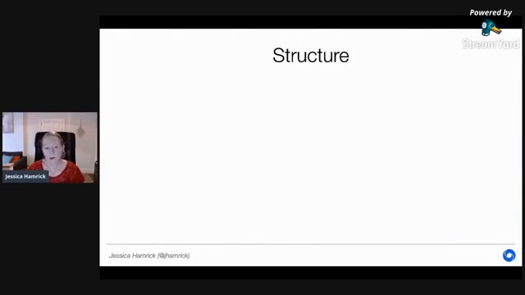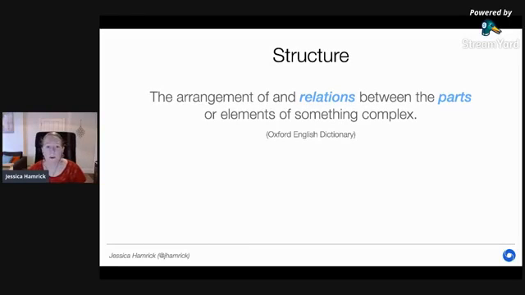So understanding the world in terms of objects and relations is another way of saying that we understand the world in terms of structure, which is defined as being the arrangement of and relations between the parts or elements of something complex. We as humans are biased towards assuming that things in the world decompose into other things, and that there are reasonably systematic rules governing that process.